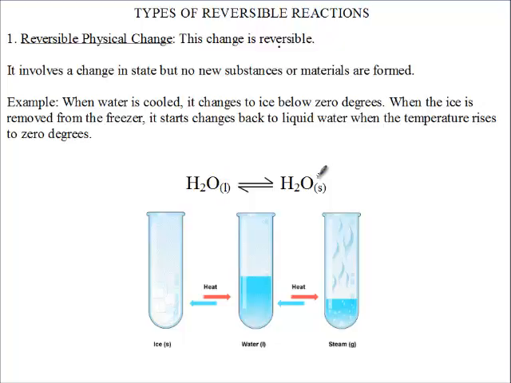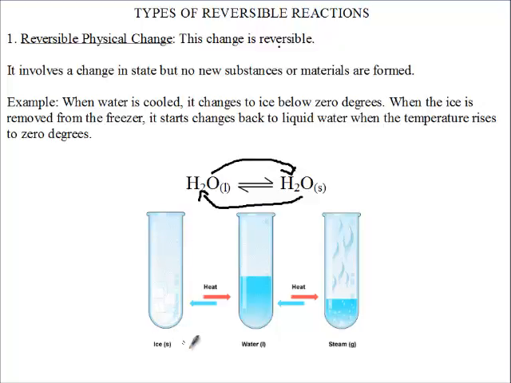So this reaction is just like a cycle. This is going forward. When conditions are met, this will also come backwards. So it is moving in the form of a cycle. This time around, no new substance is formed. It is just the material that is changing in state.